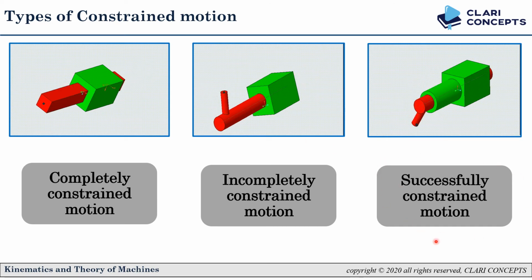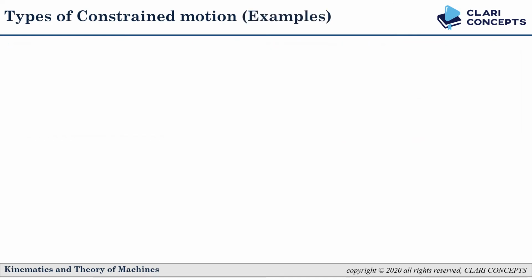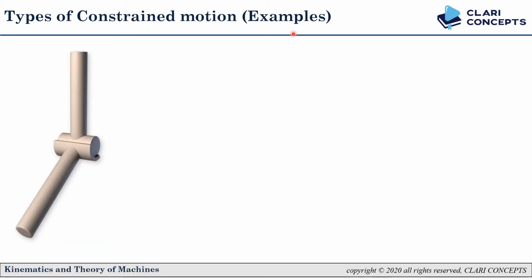And finally, successfully constrained motion using some external arrangements. Now we have converted the second example from incompletely constrained motion to completely constrained motion. So we will call it successfully constrained motion. Now we will see some examples of constrained motion.